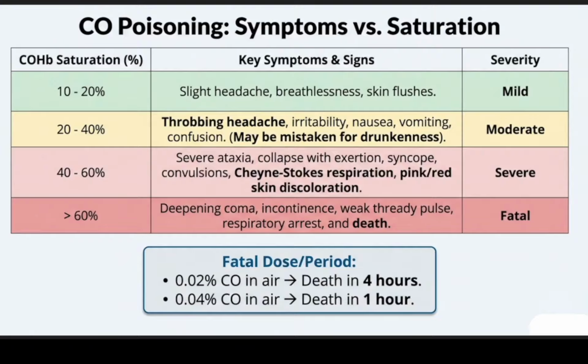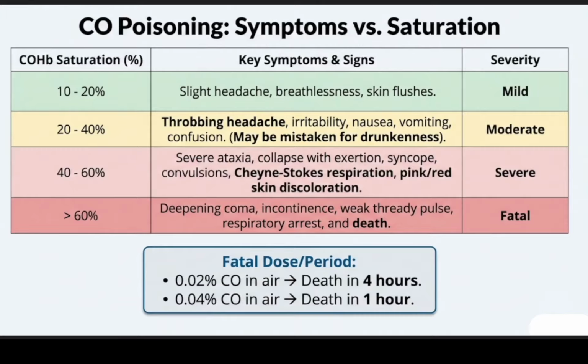That means we might think that this person might be drunk or something. Then, if it is 40 to 60 percent, that means it is a more severe form, with severe ataxia, collapse with exertion, syncope, convulsions, Cheyne-Stokes respiration, and pink-red skin discoloration. Now, if it is more than 60 percent, that is going to be fatal, with deepening coma, incontinence, weak thready pulse, respiratory arrest, and death.